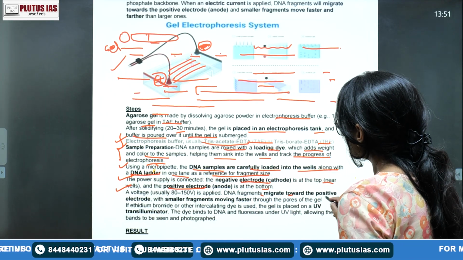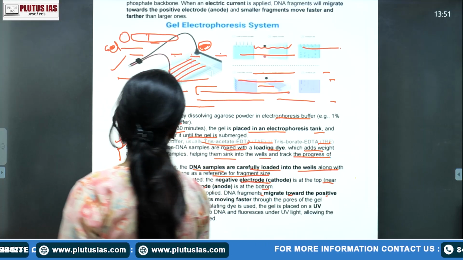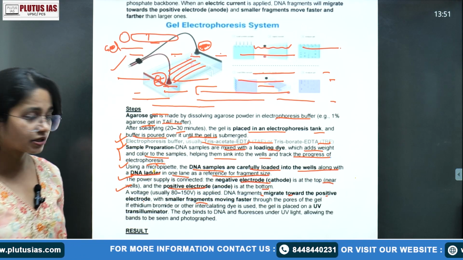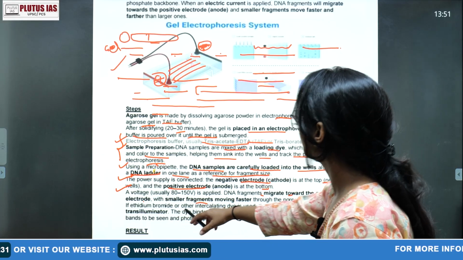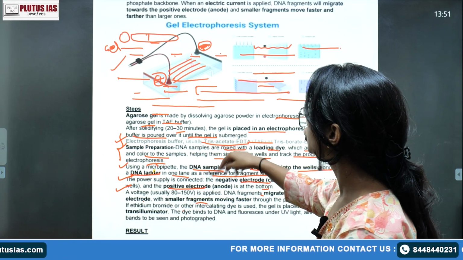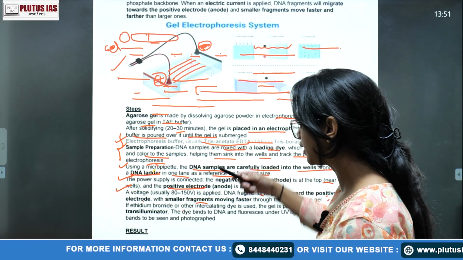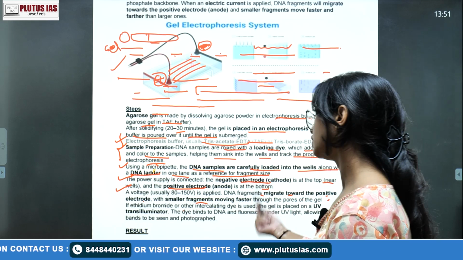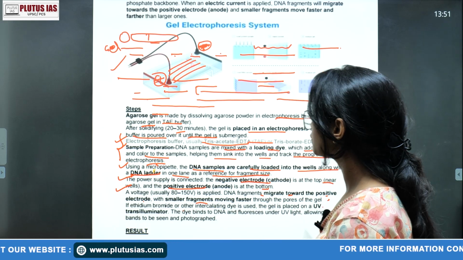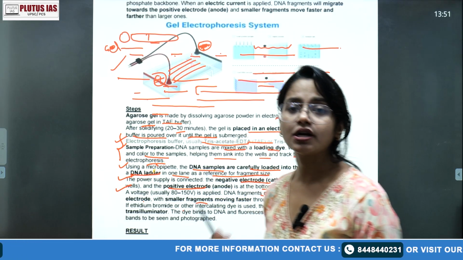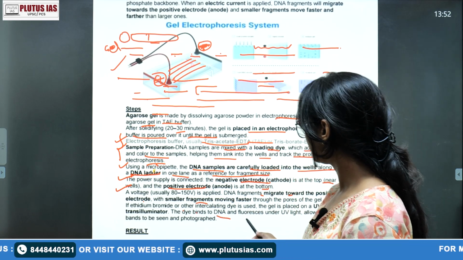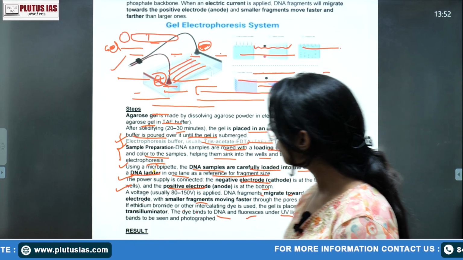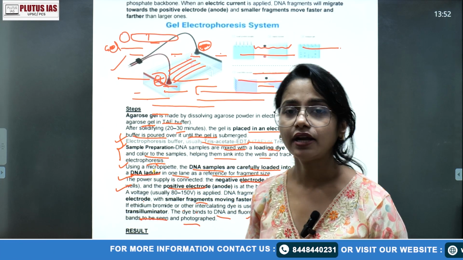DNA fragments migrate toward the positive electrode, with the smaller fragments moving faster through the pores of the gel. Ethidium bromide is the gel dye actually used for DNA coloring. So ethidium bromide or another intercalating dye is used. The gel is now placed in the UV transilluminator. The dye binds to the DNA and fluoresces under the UV light, allowing the bands to be seen and photographed.